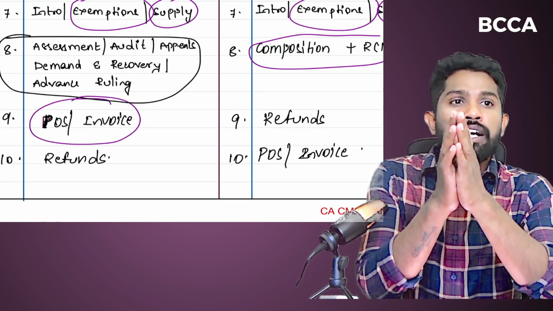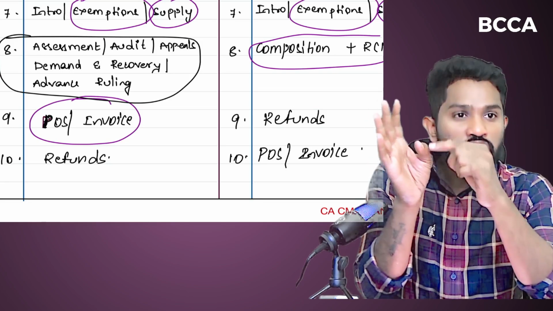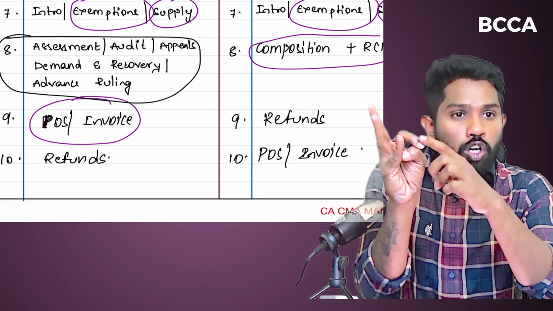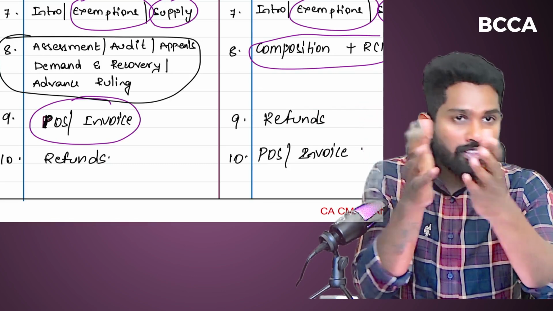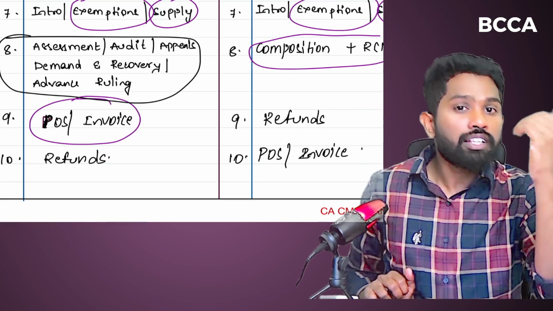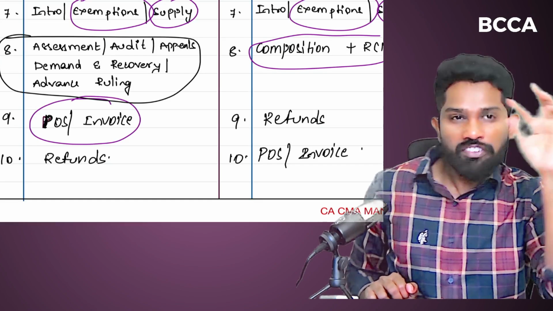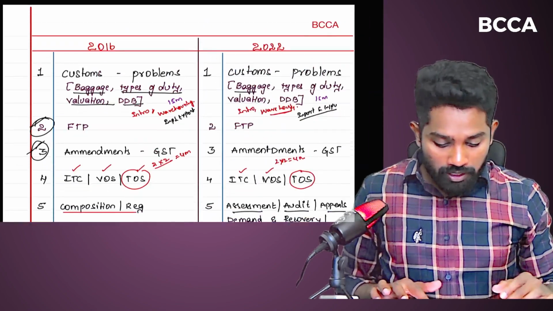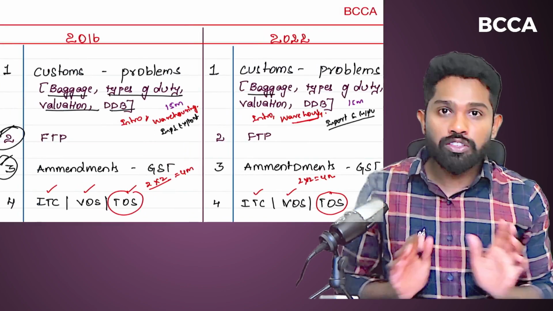The refund part has to be divided into 2 parts. The first part is situations: when you can ask for a refund, what documents you need to submit while asking for a refund, what is the time limit for a refund. The next one is the formula for calculation of refund. Questions are only on these two areas. I think we'll be having a quite good coverage of this.